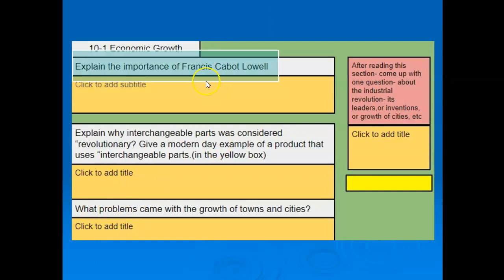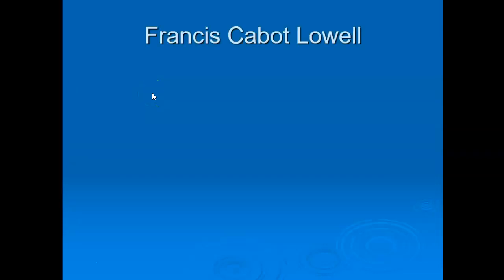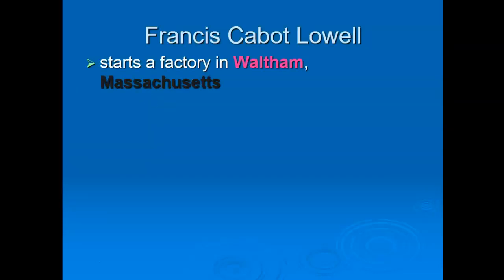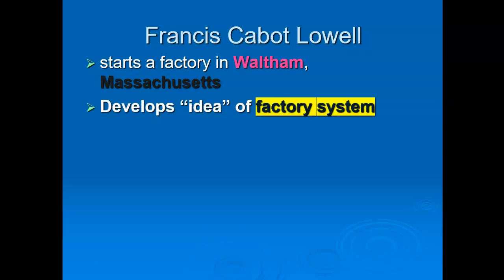His name is Francis Cabot Lowell, is the way we say that, Francis Cabot Lowell. And his importance is also very important, just as much as Samuel Slater. So Francis Cabot Lowell basically does this. He starts a factory in Waltham, Massachusetts. And so what he does is basically create the idea that you guys know of as, quote unquote, a factory. So when we think of a factory, we think of raw materials coming in one end and a finished product coming out of the other end.